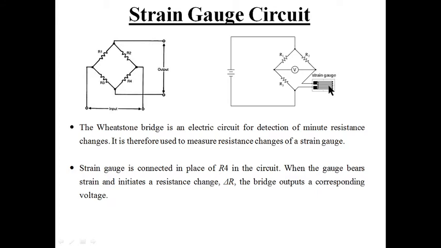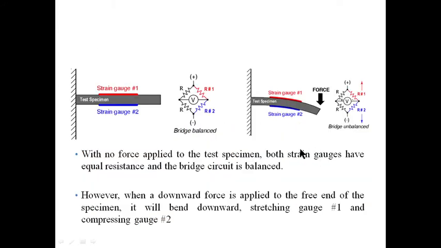When the resistance of this strain gauge changes, this change can be sensed by the strain gauge circuit. The resistance changes when the strain gauge wire is either tensed or compressed. The Wheatstone bridge is an electric circuit for detecting minute resistance changes. It is therefore used to measure the resistance change in the strain gauge.